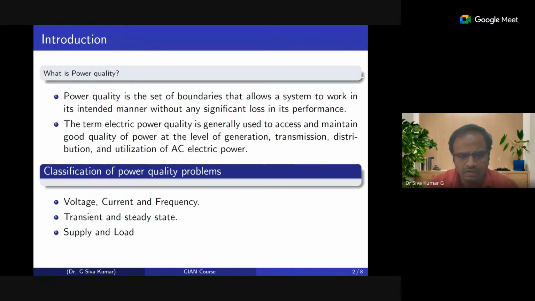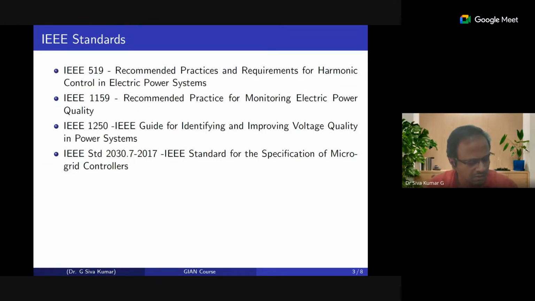How do you classify power quality problems? It is with respect to voltage, current, and also frequency. You can define power quality with respect to transient and steady state performance. The power quality issues can be related to the supply and also to the load. These are some of the important standards which define the power quality terms.